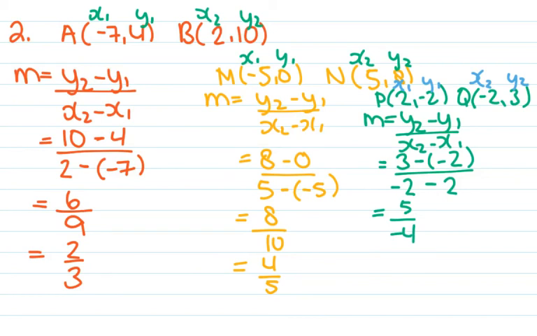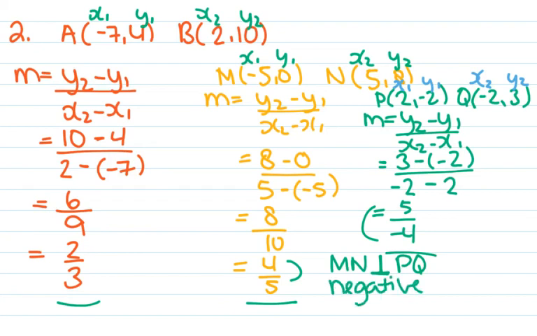Okay, so we have found the slopes of all three line segments. Now, which segments are perpendicular? So we have 2/3, 4/5, and 5 over negative 4. You'll notice that 4/5 and 5 over negative 4 are related, and that they're flipped over and one is negative. So MN and PQ are perpendicular. This little sign here, an upside down T, means they're perpendicular because their slopes are negative reciprocals.